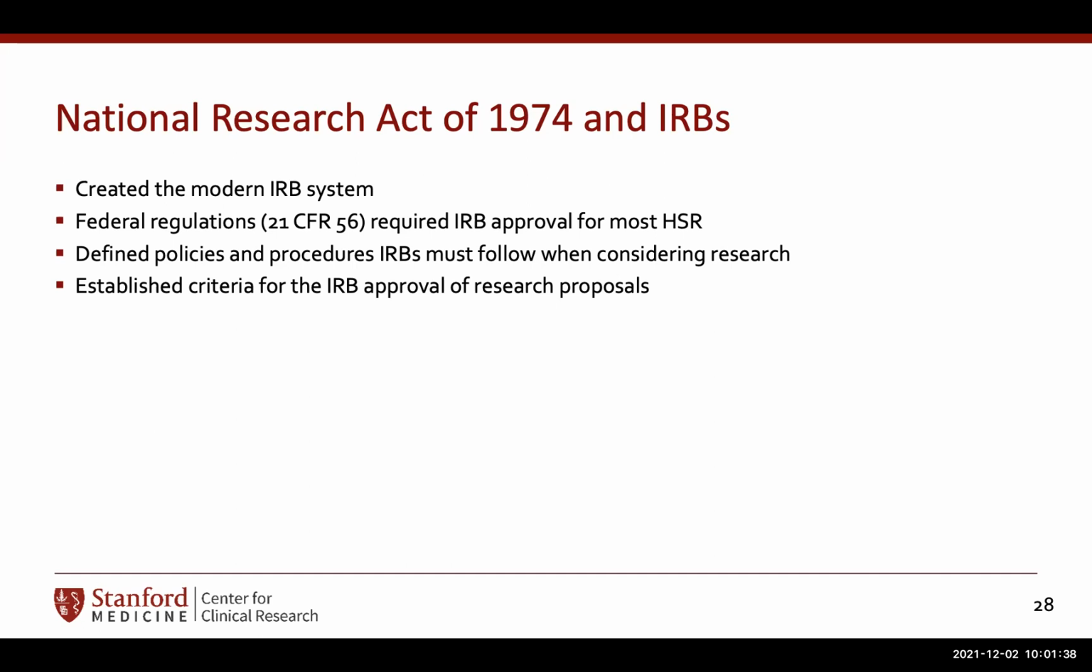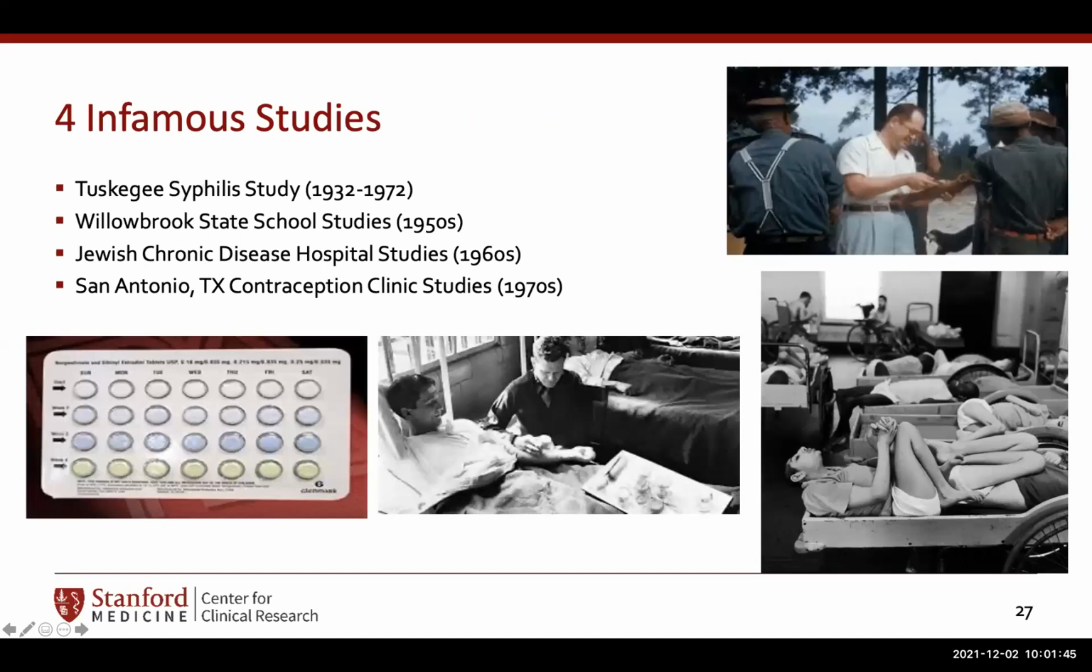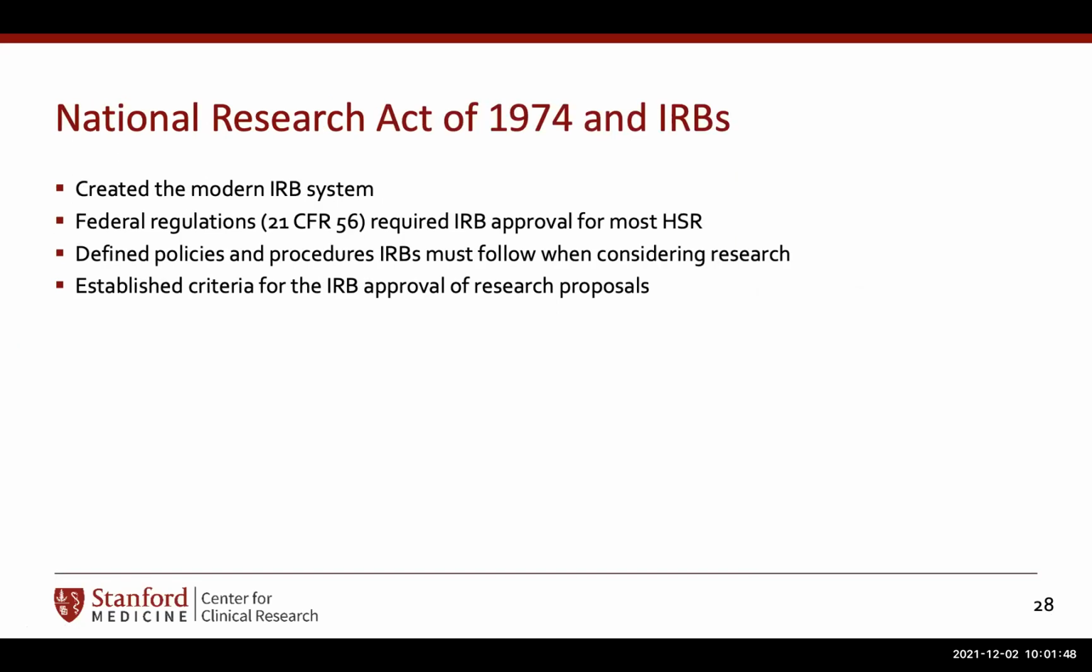So after these four examples that we just went over, Tuskegee, Willowbrook, the contraception studies, the Jewish Chronic Disease Hospital, people became aware of what was going on as it relates to human subjects. And these four examples really led to additional public outrage and increased the national debate about human subject research. The consensus was reached that federal oversight of human subject research was required to protect the rights and welfare of research subjects in both biomedical and social science research.